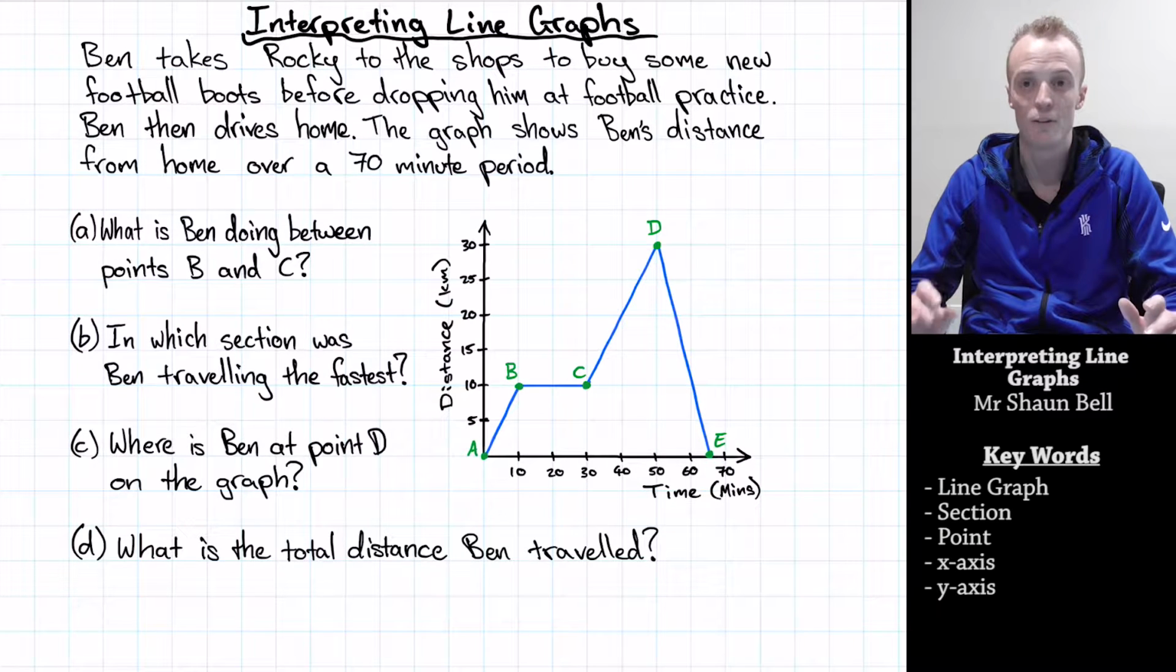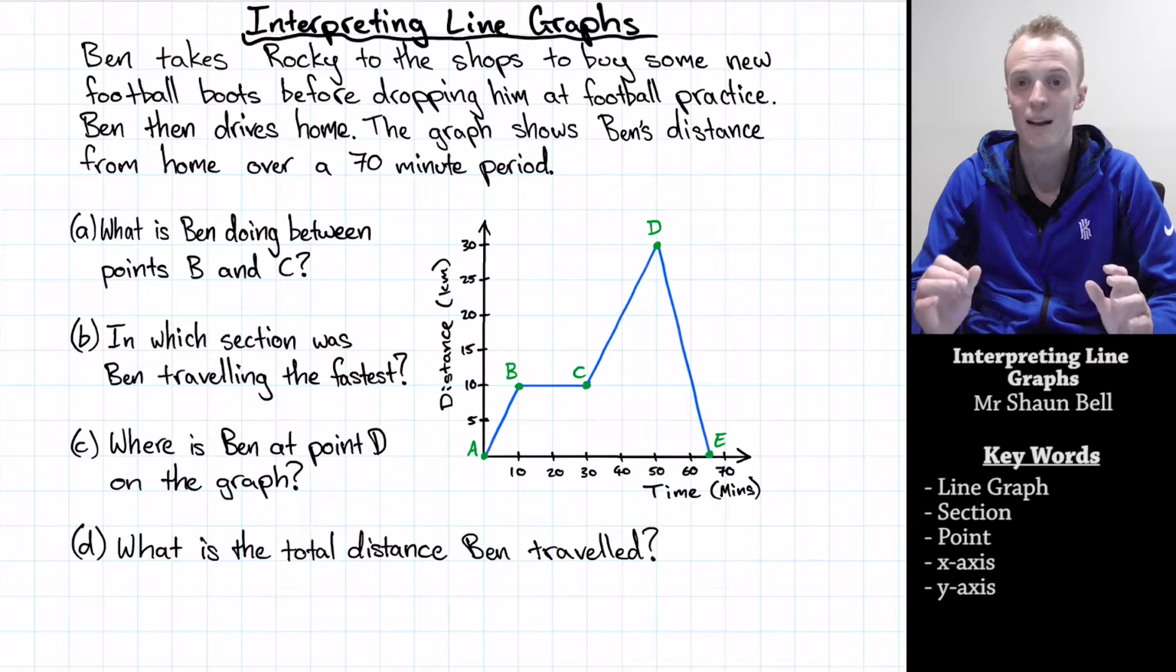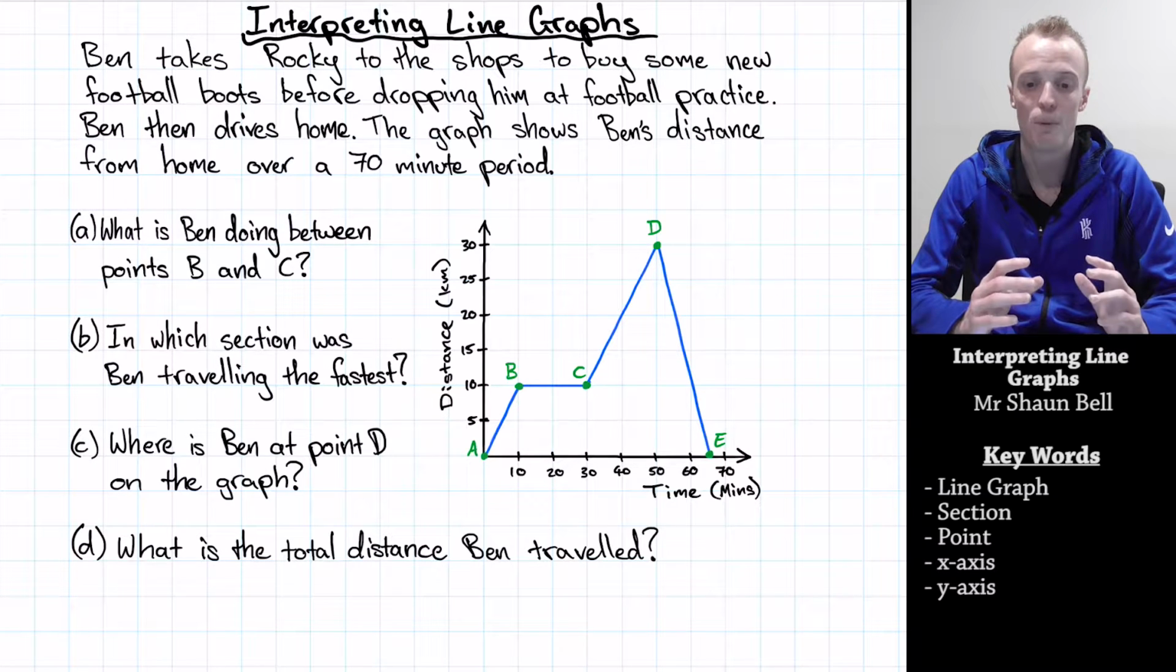Now, as you can see on the graph, there are 5 significant points that have been marked out as A, B, C, D and E. At point A, Ben is currently home and that's his starting point. And then at point E, that's where Ben finishes, which is also at his home. So points B, C and D are other significant points on his journey.